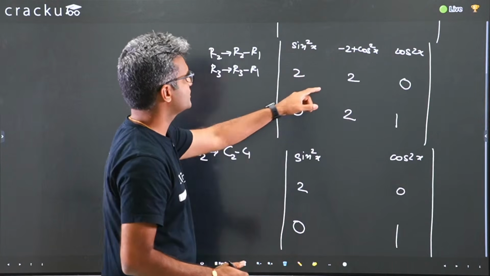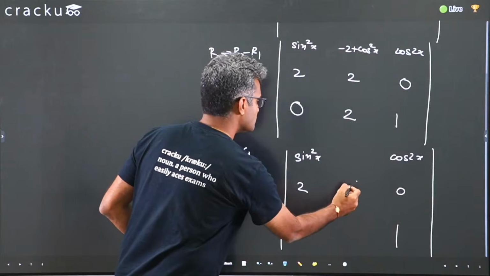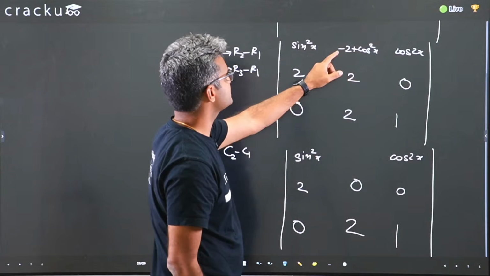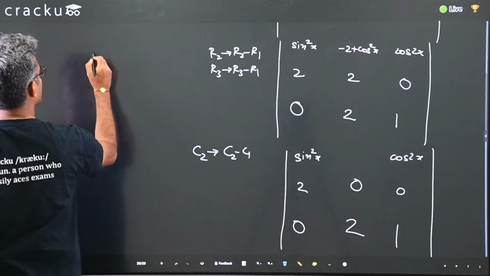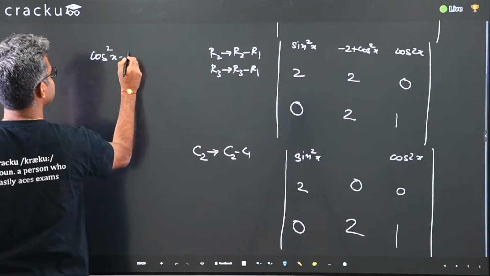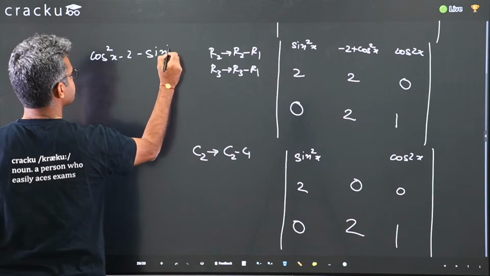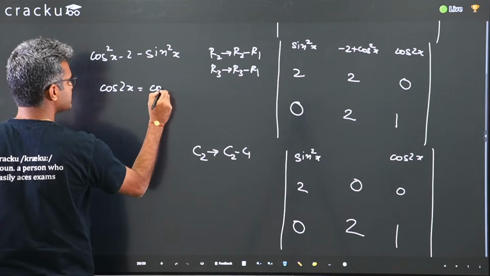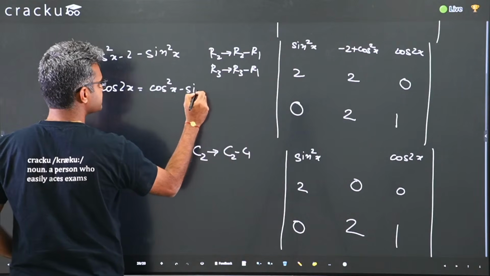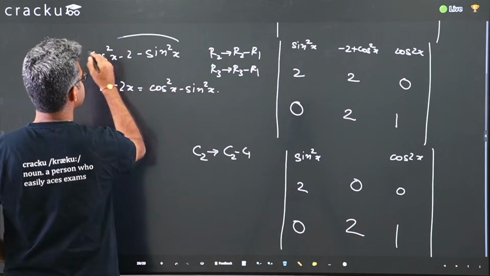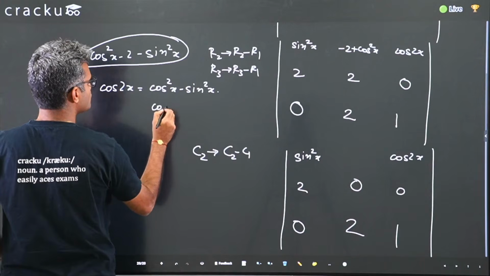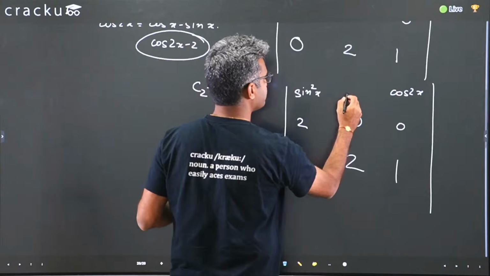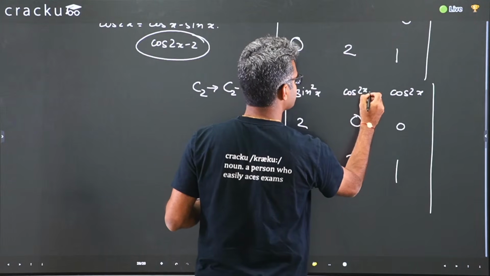So this is, because I wanted 2 minus 2, this will be 0 now. This is 2 minus 0, this is 2. And this will be cos square x minus 2 minus sine square x. What is cos square x minus 2 minus sine square x? We know that cos 2x is cos square x minus sine square x. So this is basically equal to cos 2x minus 2. So this is cos 2x minus 2.